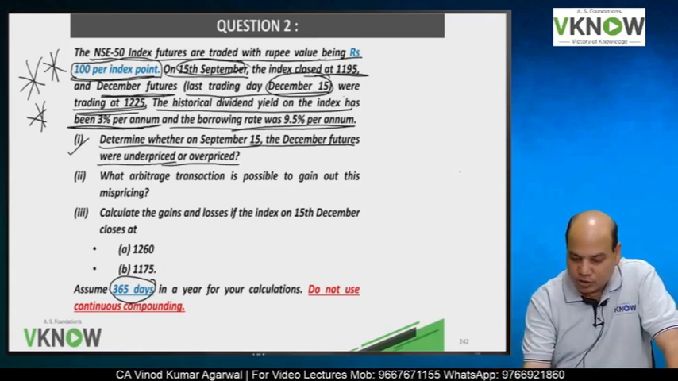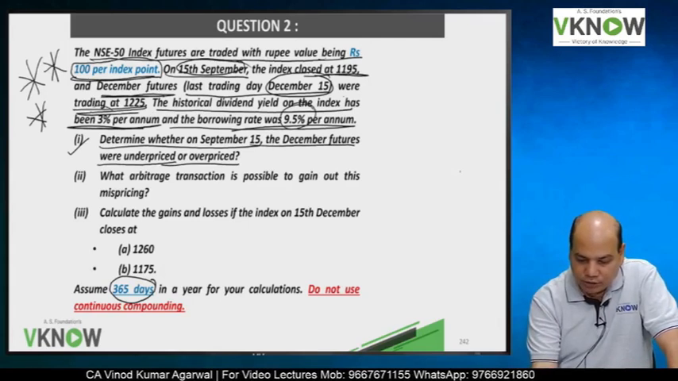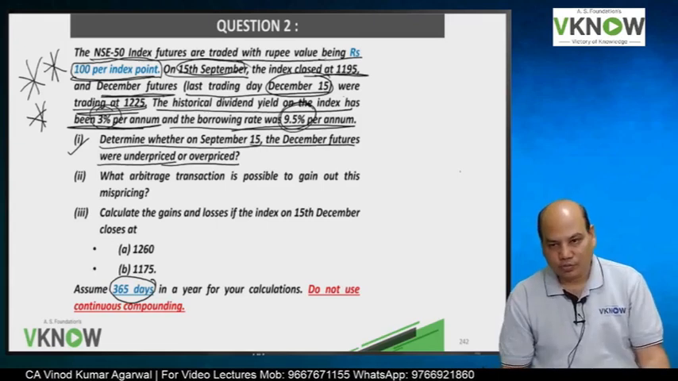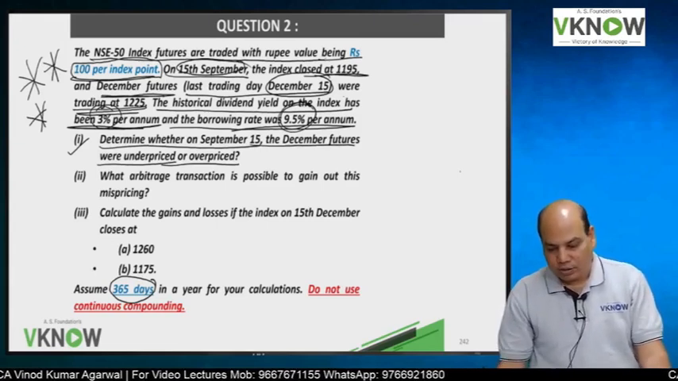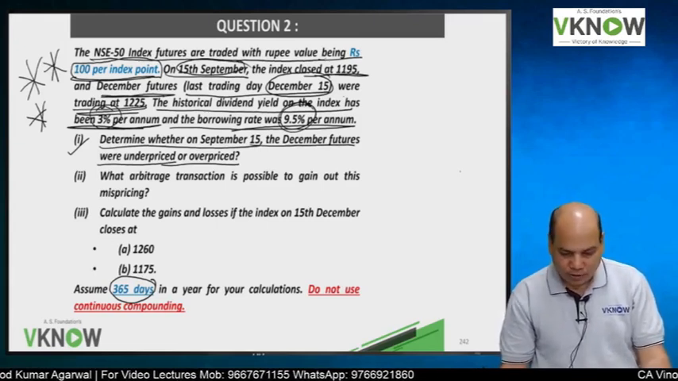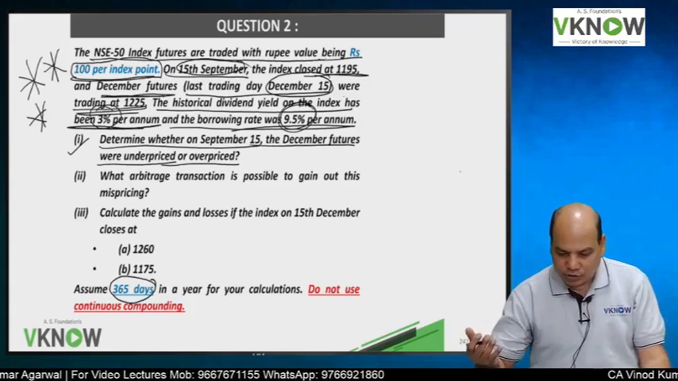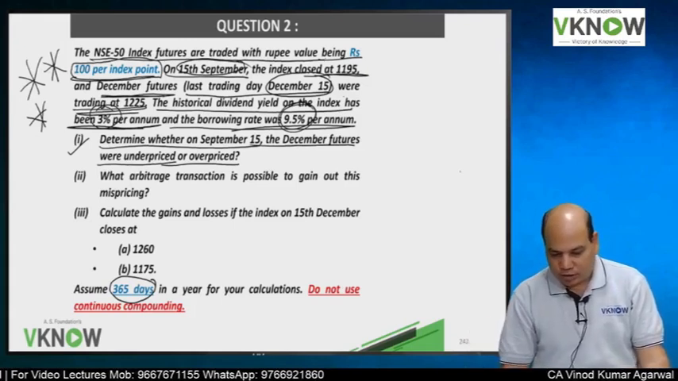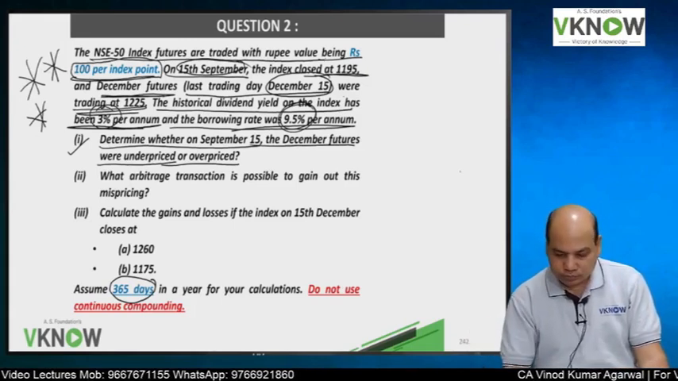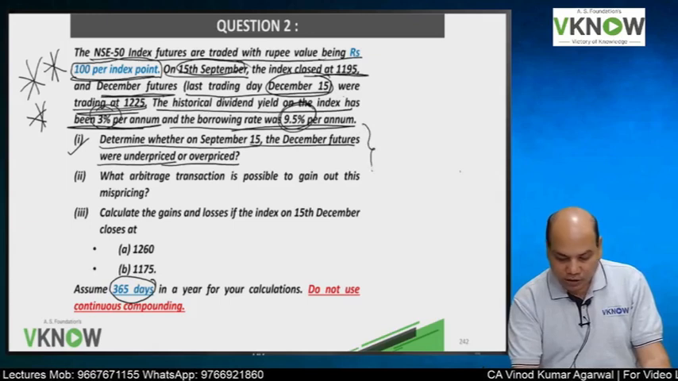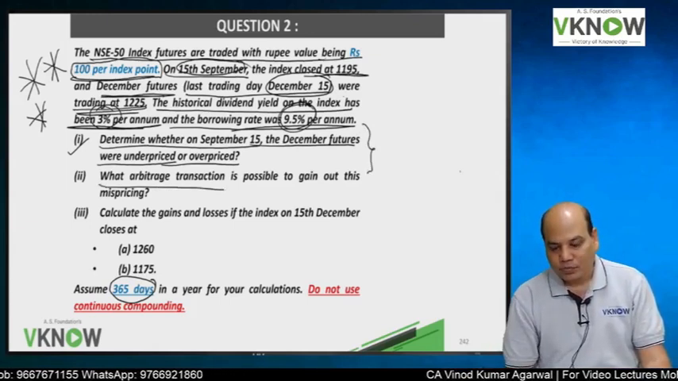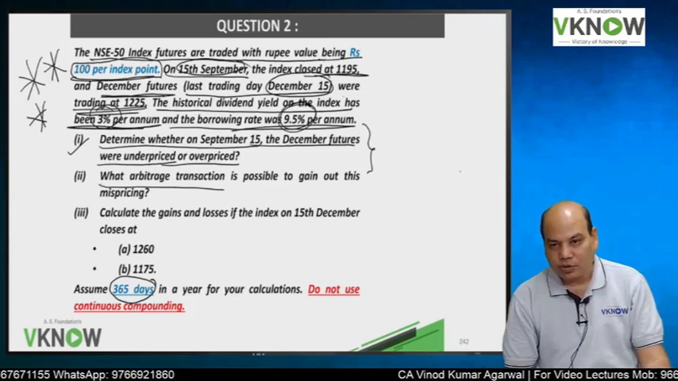The formula we will use is the same, because this also has dividend yield and interest rate, but this time the question is of arbitrage: whether the future is underpriced or overpriced. For that we will do our calculation and see whether it is equal to, more than, or less than the rate at which it is quoted. But suppose you find that it is undervalued or overvalued, then the next question will apply: whether an arbitrage transaction is possible to gain out of this mispricing.